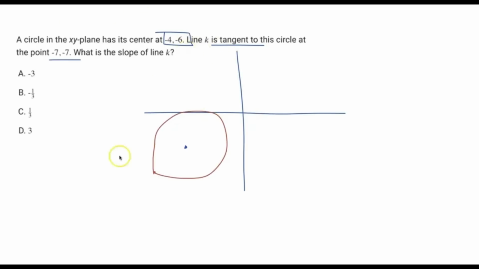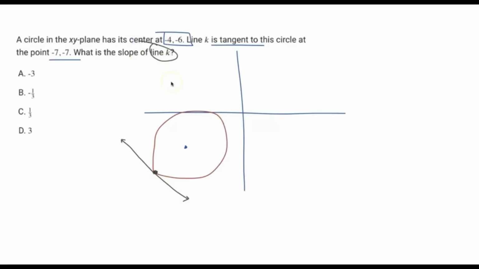And so line K, I'm going to draw in black here, is tangent to the circle at this one point right here, which means the tangent line is going to go through like this, because a tangent line hits only one point on that circle. So it'll go infinitely on both sides. And so we want to know the slope of this line.